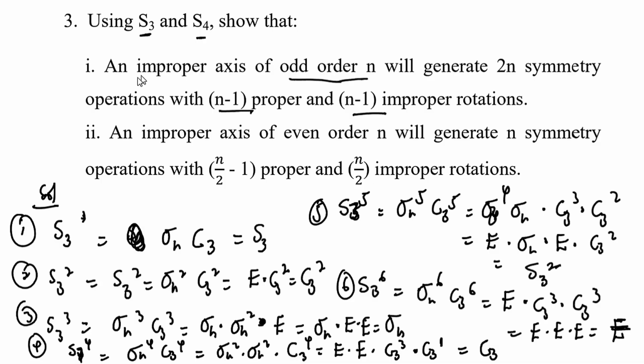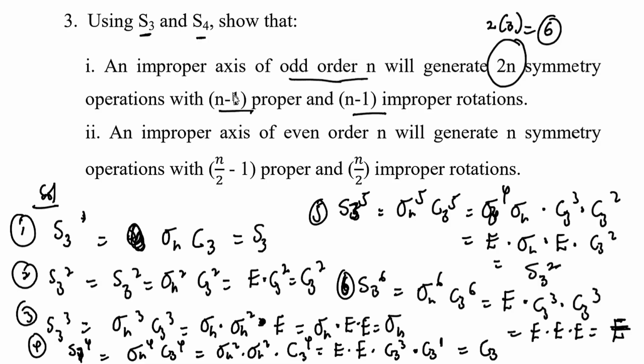So now show that it will generate 2n symmetry operations. So in the first case here, n is 3, right? So that's going to be 2 times 3. So that should give 6 symmetry operations, and we add 6 symmetry operations here also, right?